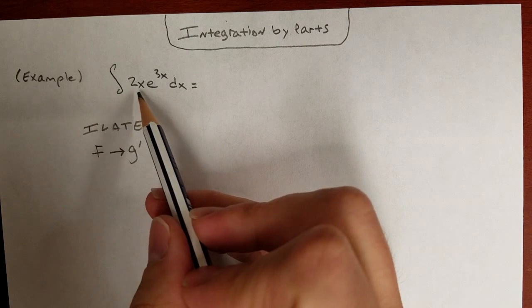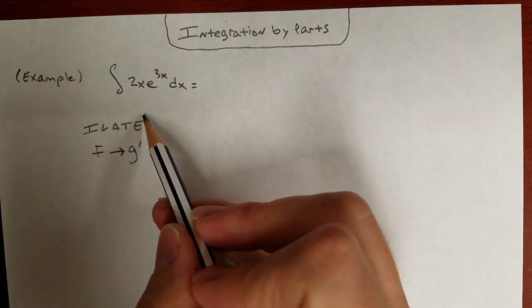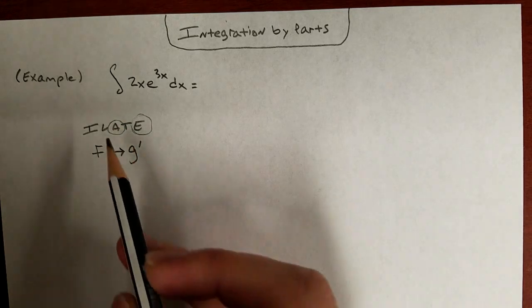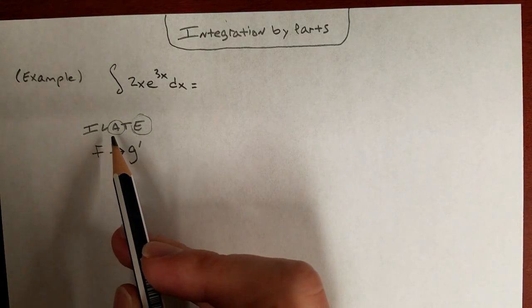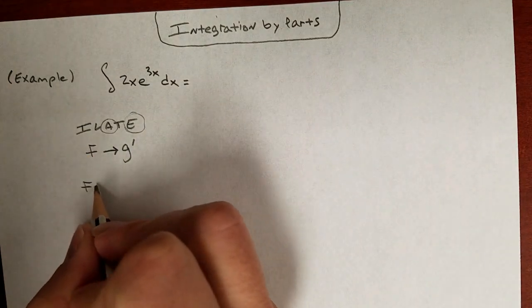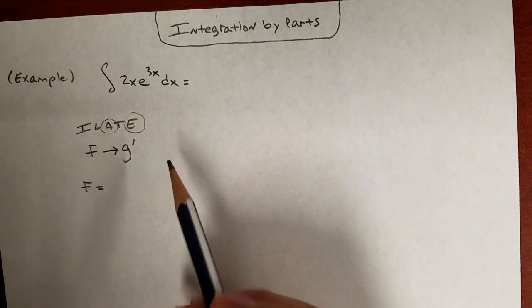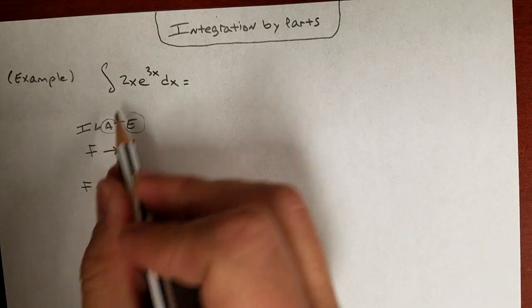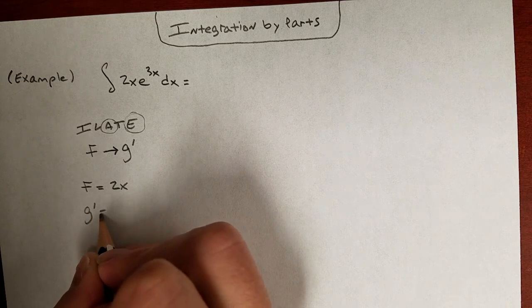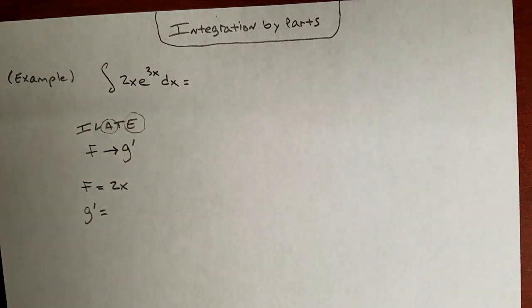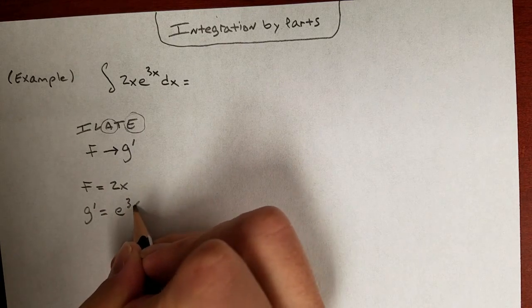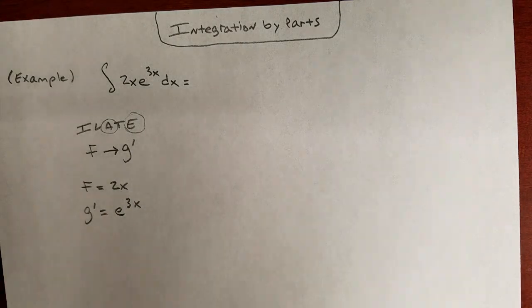Now, in my case right here, I've got an exponential function, and I have an algebraic. If I were to read it from left to right, I see an A come before E, and so that means my choice is f is the algebraic function, which is 2x, and g prime is the exponential function, which is e to the 3x. And that's what we do to get started.